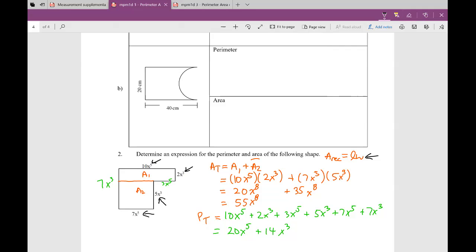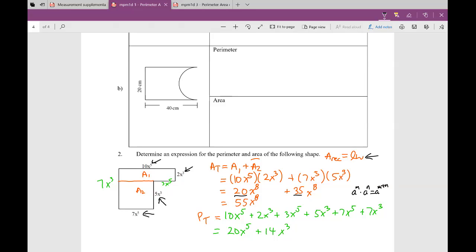Using our math skills, a lot of you realize 10 times 2 is 20, and then x to the 5 times x cubed, we're multiplying that, but we use an exponent rule where we can actually add those exponents.